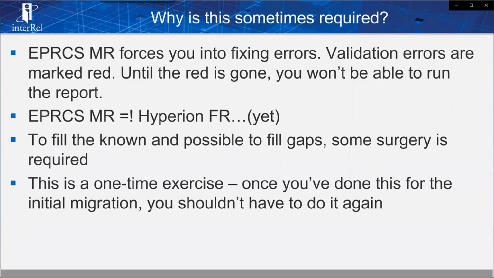Some other reasons why this is required, I mean, just remember FR and MR don't have full parity, so there might be other weird error messages that come over just because of the parity issues. Some surgery is required, just FYI, and it is a one-time exercise. So once you do it and fully get through your error messages, you will not have to do this again. So it's just basically paying up front, and then you have nice, clean reports that work, right? And then you shouldn't have to do it again.